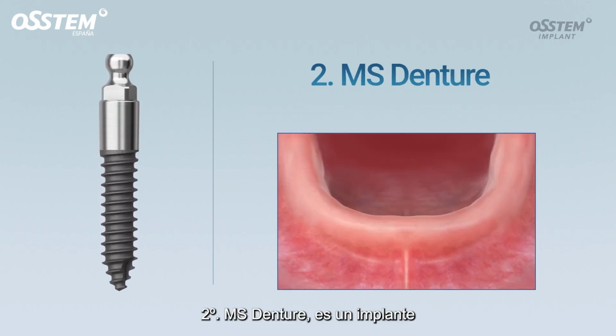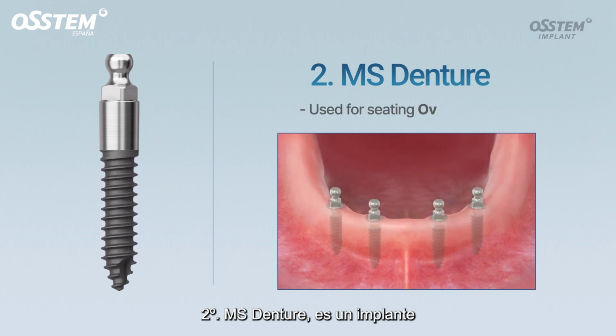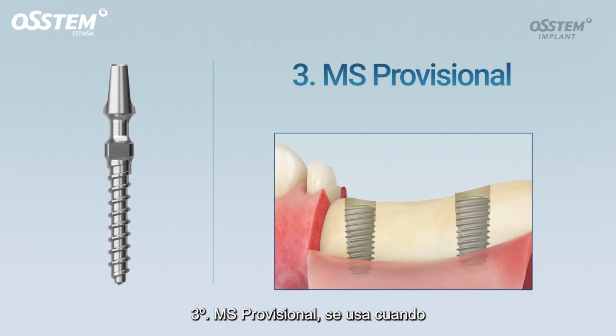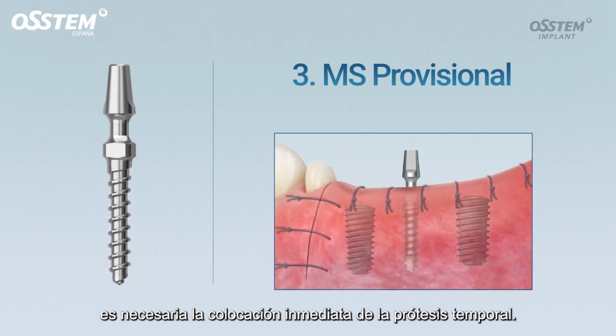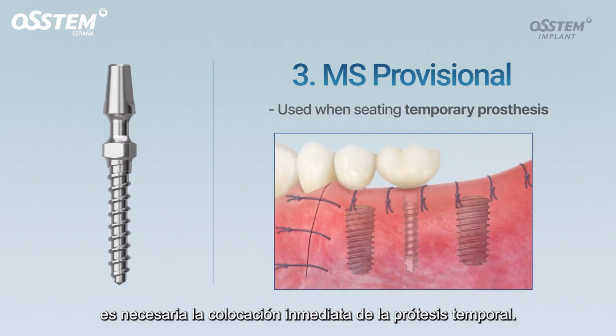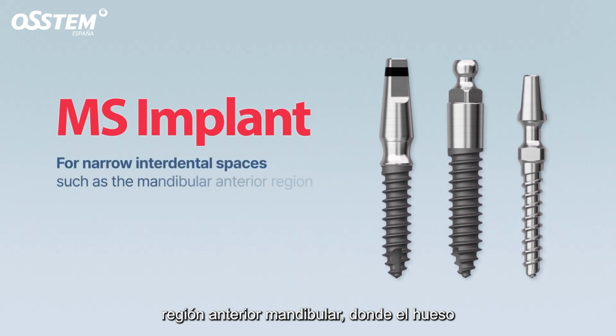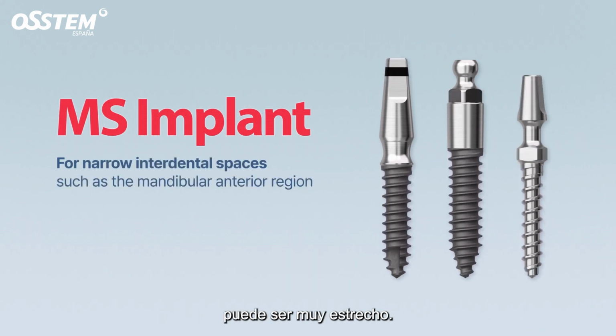Second, the MS denture is an implant designed for overdentures. Third, the MS provisional is used when immediate placement of the temporary prosthesis is necessary. Try the MS implant in the mandibular anterior region where the bone can be very narrow.